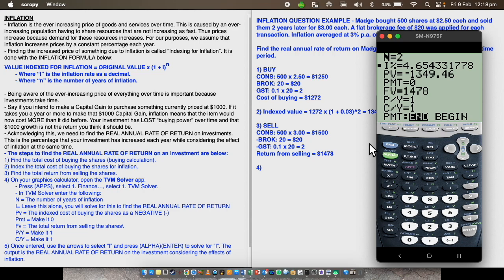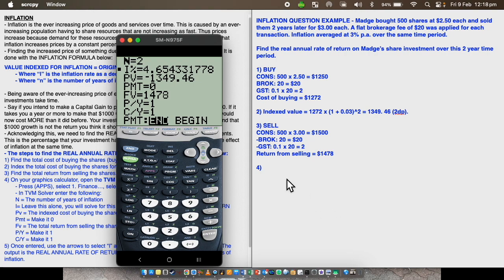What is the real annual rate of return for Madge? Her shares grew by 4.65% every year. How do I show the working for this? You just tell me what you put into the calculator. So your working out should look like, N is equal to 2. Put stars next to what you solved for, I equals 4.65 to 2 dp. PV, what did I enter it as? Negative $1,349.46. PMT was 0. FV was 1478. PY equals 1. CY equals 1.